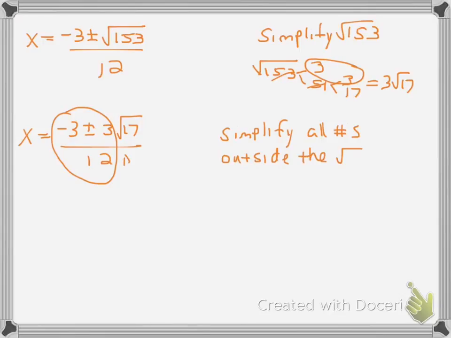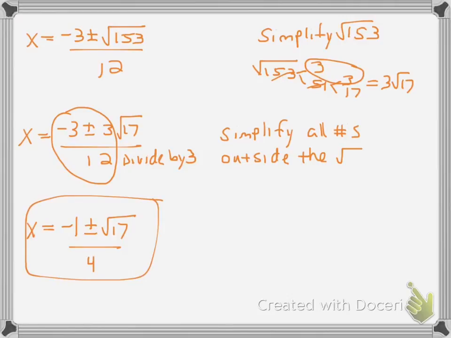So simplify all numbers outside the square root. I know I can divide each of those numbers by 3, so I'm going to do that. Negative 3 divided by 3, then 3 divided by 3, and then 12 divided by 3. So when I do that, I end up getting negative 1 plus or minus the square root of 17 all over 4. And that's your answer.